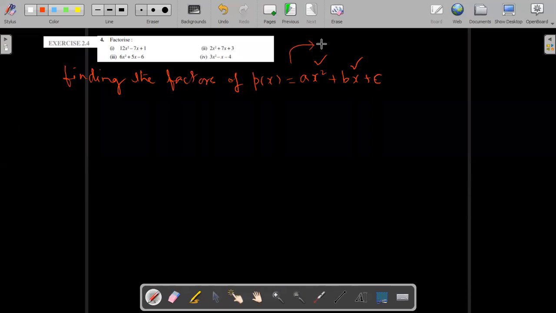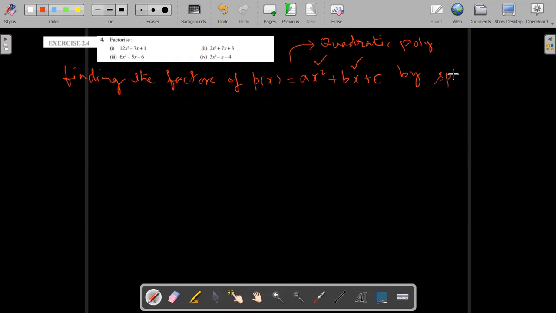You can also say it is quadratic, having degree 2, a quadratic polynomial. For a quadratic polynomial, we can find the factors by splitting the middle term. This method that we are going to do is called splitting the middle term. Okay. So try to understand this method.